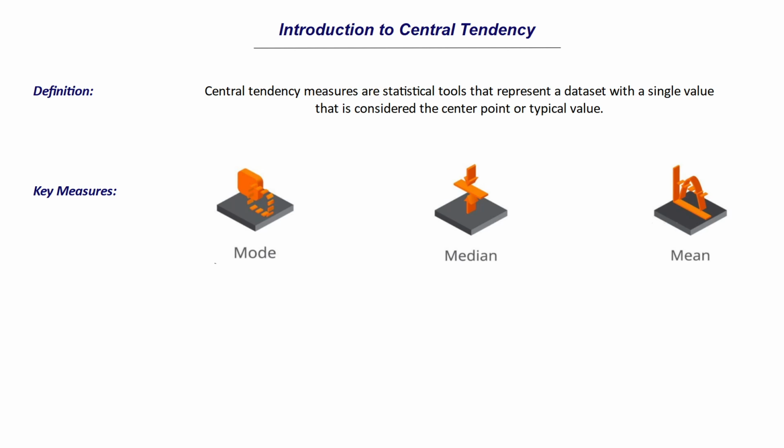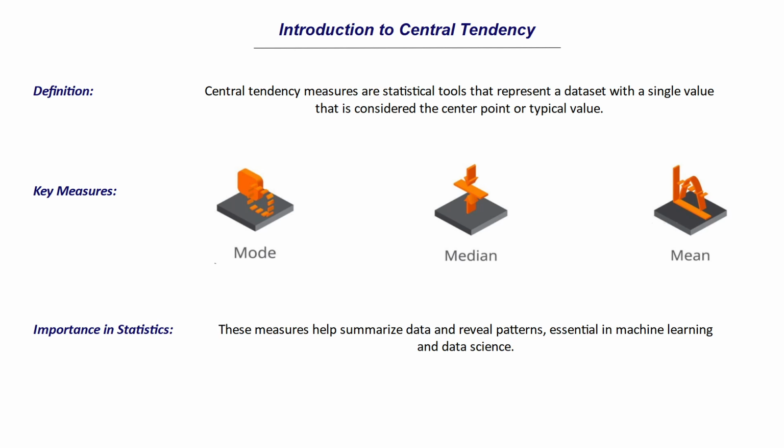Let's try to understand if there are any formulas, and also the main emphasis in this video is how they are used in deep learning or machine learning, right? We would use this in several places, not explicitly, but it's better to understand these metrics in detail. And the importance in statistics: what's the importance of these values in statistics? These measures help summarize data and reveal patterns essential in machine learning and data science. So this is about it.